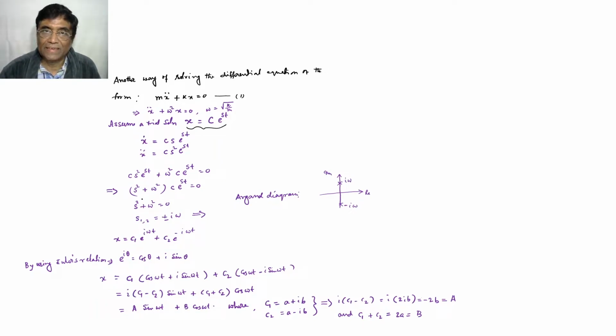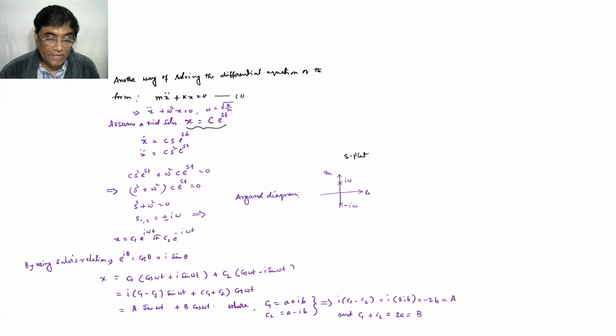This is algebraic in nature. So s is a parameter, and very interesting, we will plot s in the Argand diagram. So the two solutions will be plus minus i omega. So the total solution will be x equals c1 e to the power i omega t plus c2 e to the power minus i omega t.